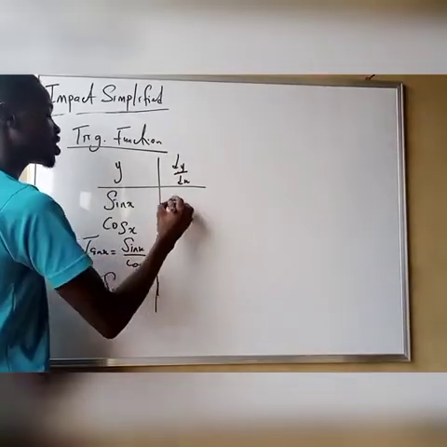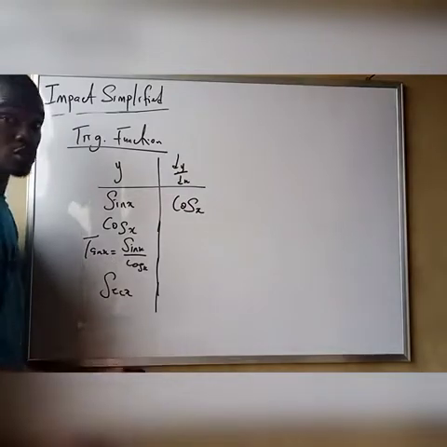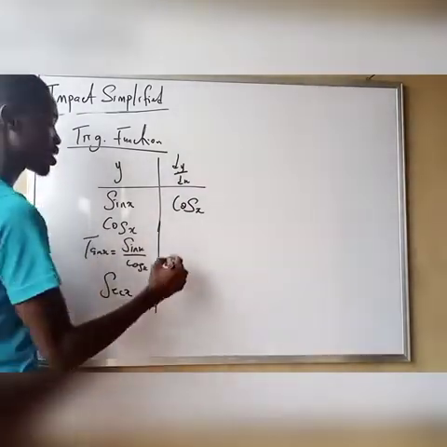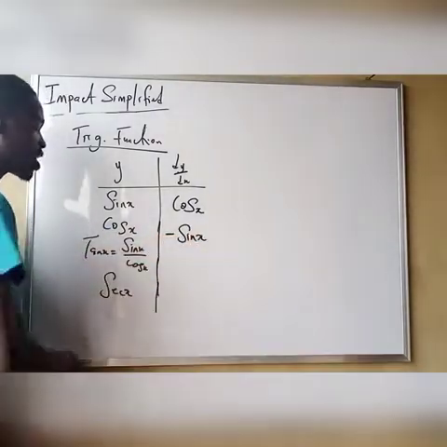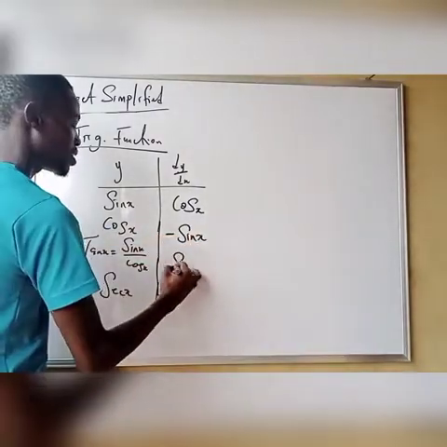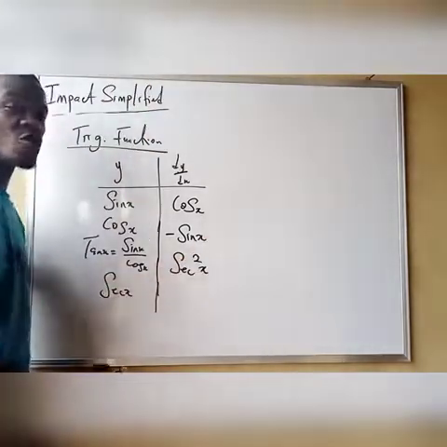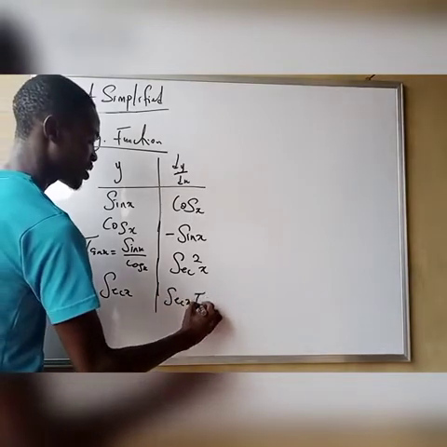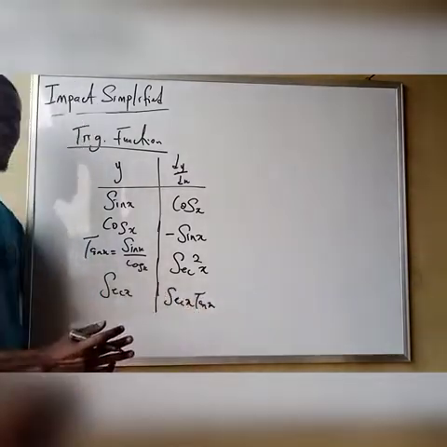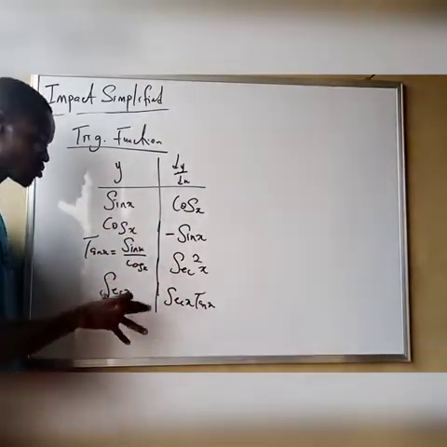Now, if you are differentiating sin x, the differential of sin x is cos x. If you are differentiating cos x, the differential of cos x is minus sin x. And if you are differentiating tan x, the differential of tan x is sec squared x. And if you are differentiating sec x, the differential of sec x is sec x tan x. So without knowing anything, you need to know these 4 things.